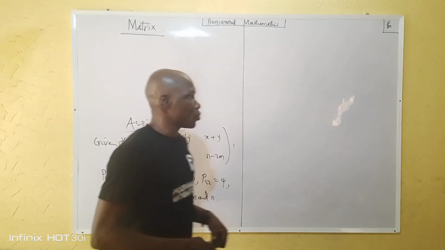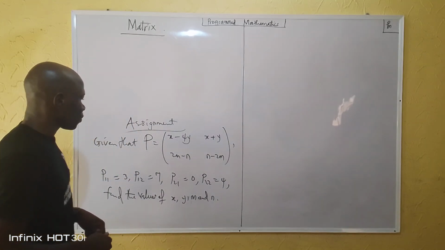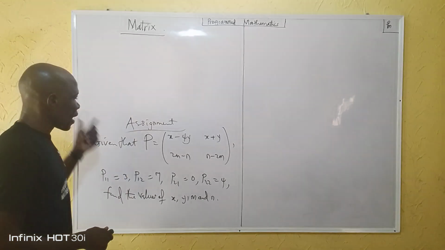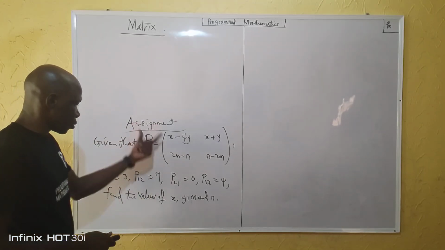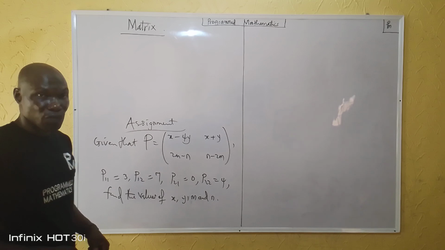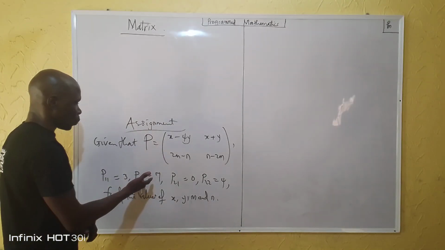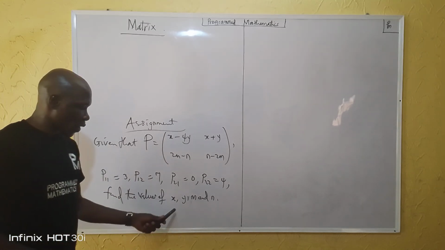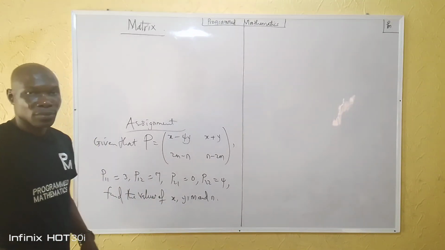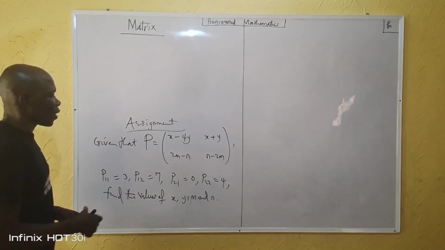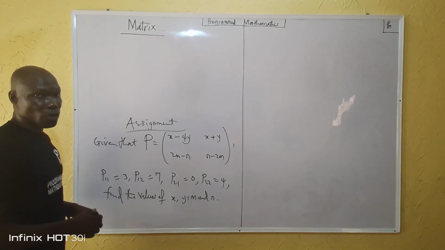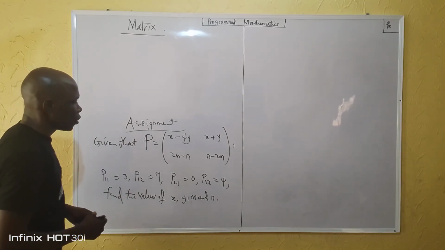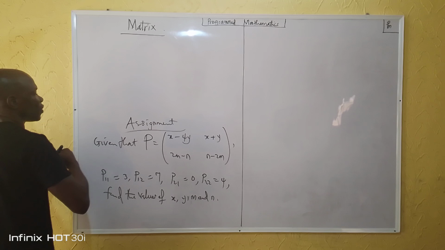Okay, in the last video, I explained the method of referring to elements of a matrix, and I gave an assignment which is still on the board here. You are given matrix P equals this, and the elements of matrix P. So you have to find the value of x, y, m, and n. Let's quickly look at the problem together, and then you can cross-check your solution with mine, before we move on to what we have to discuss today.